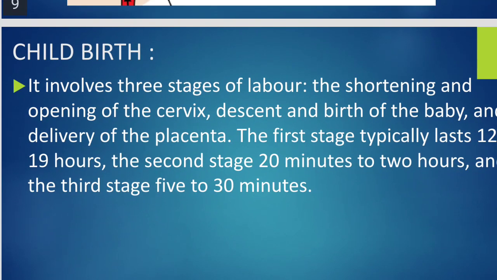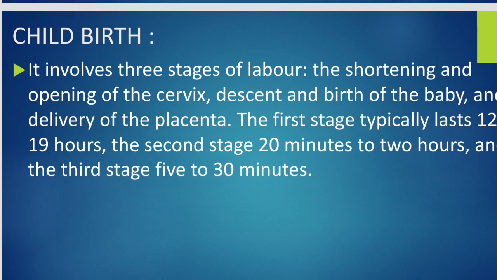Now let us see how childbirth takes place. It involves 3 stages of labor: the shortening and opening of the cervix, descent and birth of the baby, and delivery of the placenta. The first stage typically lasts for 12 to 19 hours, the second stage for 20 minutes to 2 hours, and the third stage 5 to 30 minutes. Now, I would like to tell you a few things in detail here.